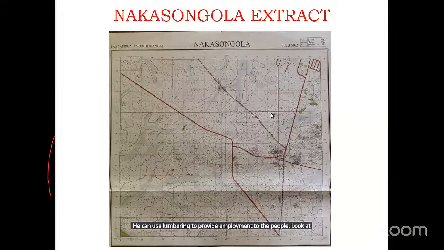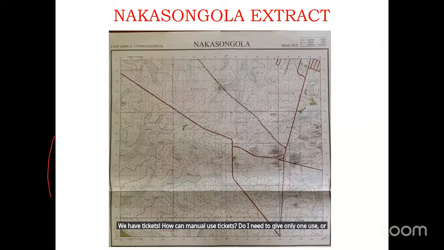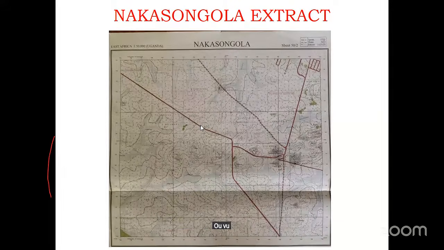Look at the scrub. When you look at the key, you will see the scrub. Scrub can be used for livestock rearing, and you tell us where the scrub is. Look at this area here. We have thickets. How can man use thickets? Do I need to give only one use or one value of the vegetation type? No. If there is woodland, for example, at this point, how can man use woodland?